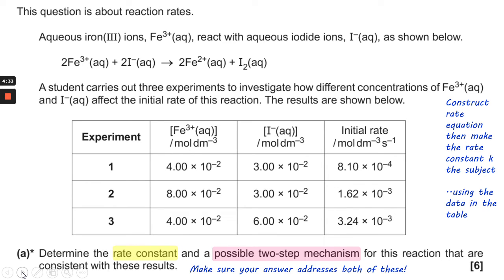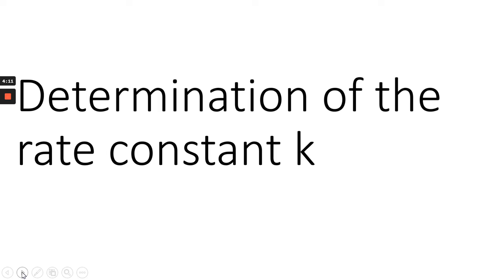The rate equation is what you're looking for in the first part, because the rate equation will contain the rate constant K. So what we need to do is work out the order of reaction with respect to each of the reactants, and then you can put the relevant power next to each concentration term in your rate equation, and then rearrange it so that K is the subject. So let's start with that part first.